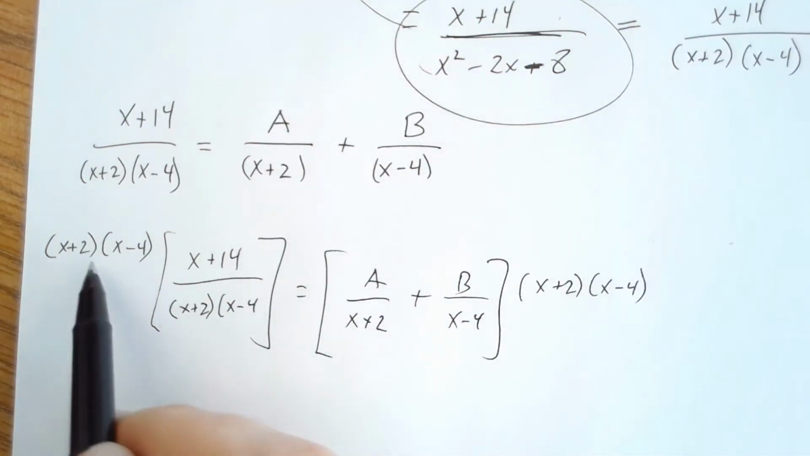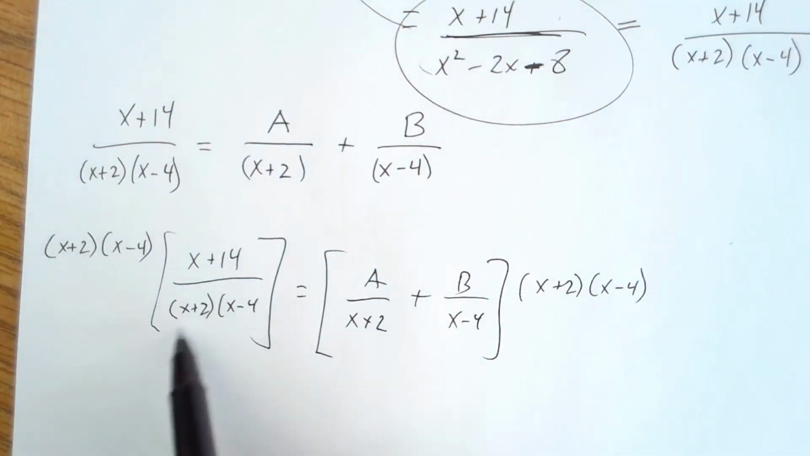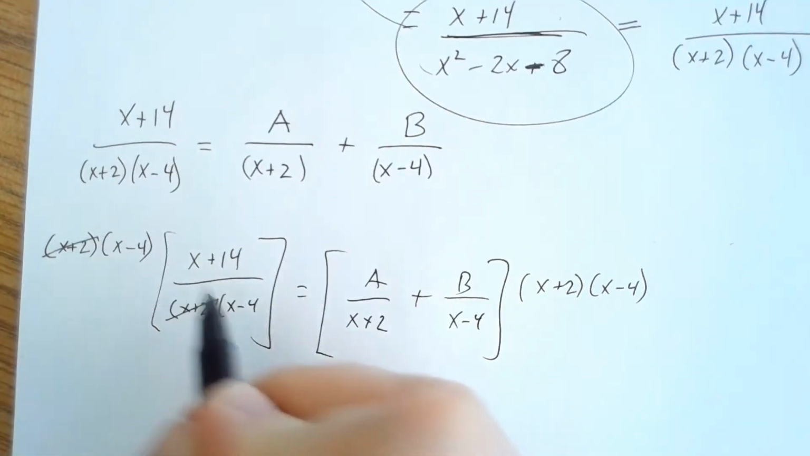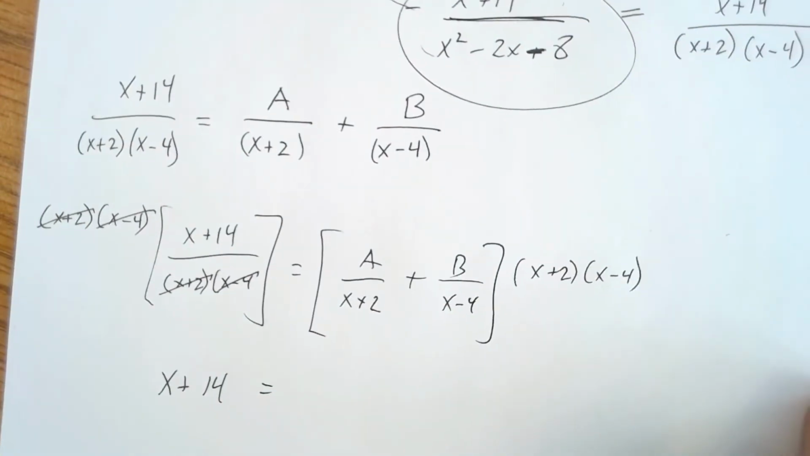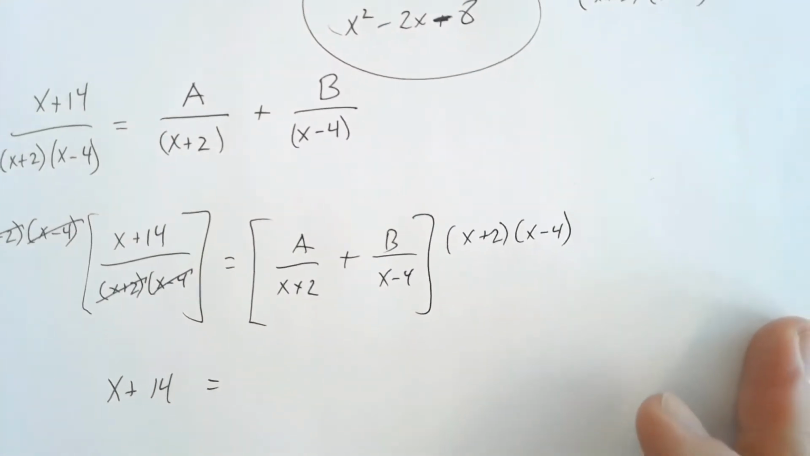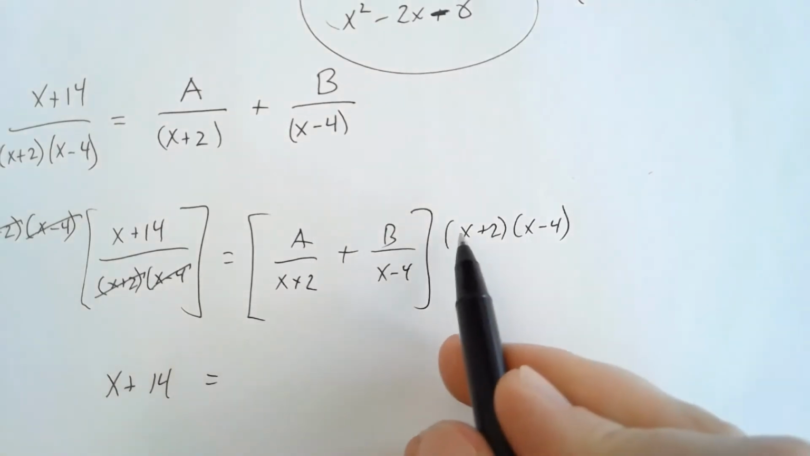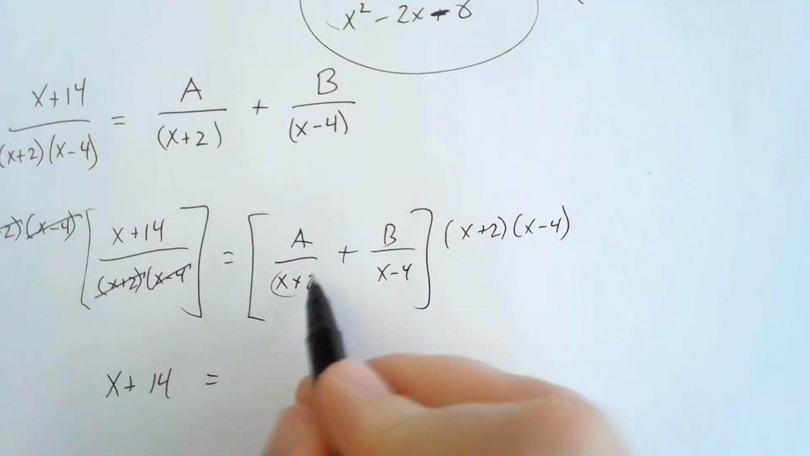Now very carefully, this thing on this side cancels out with this thing on the denominator. So x plus 2 cancels out with x plus 2, x minus 4 cancels out with x minus 4. I'm left with x plus 14 on this side of the equation. On this side of the equation, I have x plus 2 and an x plus 2 here.